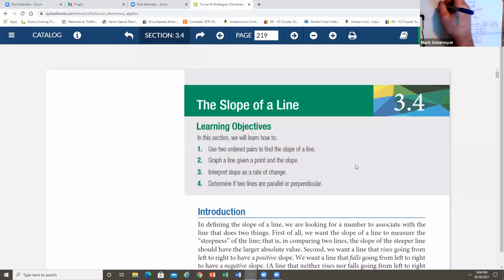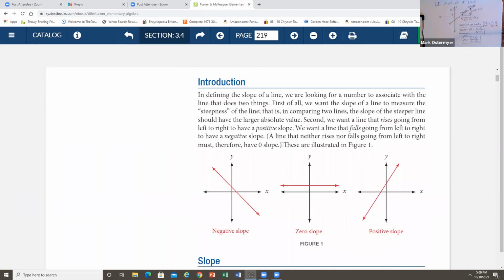So 3.4 is entitled the slope of a line. This is actually section 3.4, excuse me. 3.5 is the slope intercept form. All right, so the slope of a line here.